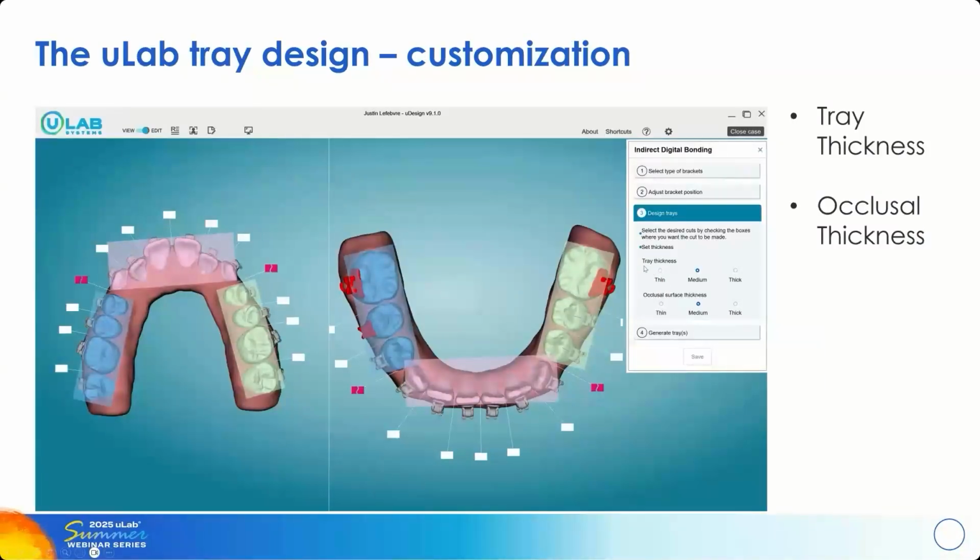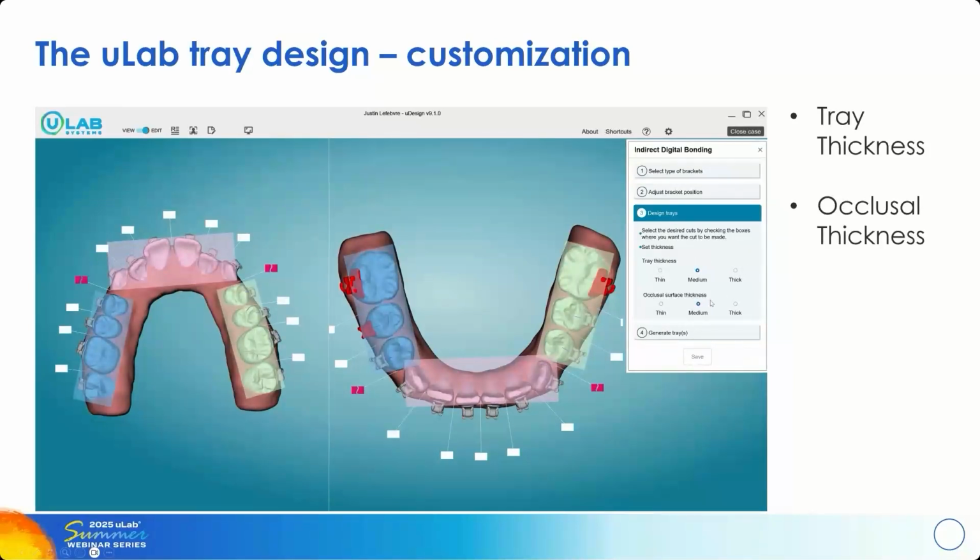When you look at the tray thickness, that's basically the shell that I mentioned to you. And then you have three choices. I like the medium for both the occlusal surface as well as the actual tray thickness. But you can make it thinner, medium, or thick. I would say generally the thin version is good when you have a lot of crowding, because the tray can be a little more flexible. You can always heat up your tray depending on whatever resin you're using, but I would stay away from the thick version of the tray if your case is very crowded.